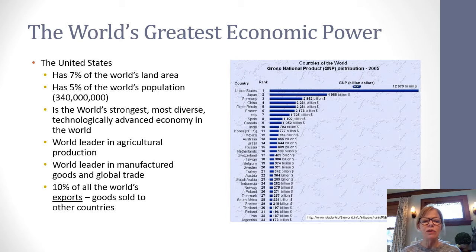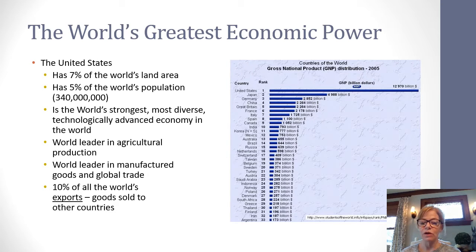The United States has only 7% of the world's land area, which is actually pretty large. We have 5% of the population. We're about the third largest in terms of population. I think it's closer to 350, 360 million people right now. We have one of the strongest, most diverse, technologically advanced economies in the world. We are a leader in agricultural production. As a matter of fact, that's always been problematic because we produce too much.